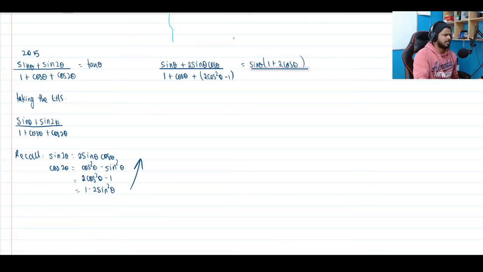I can expand this in my brain. This becomes 2 cosine squared theta. This 1 cancels out with this one. 1 minus 1 is 0. Plus cosine theta, which can be factorized. I have sine theta into 1 plus 2 cosine theta over cosine theta into 2 cosine theta plus 1.